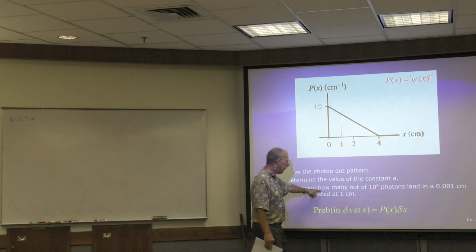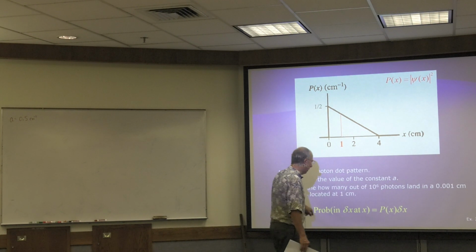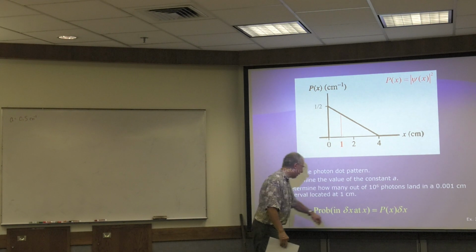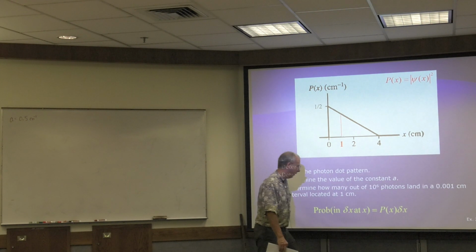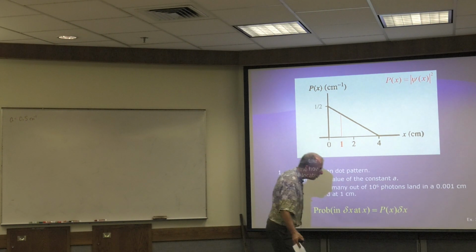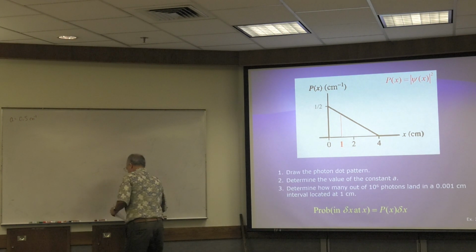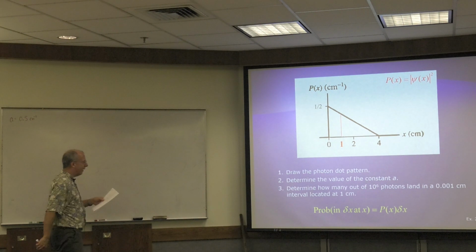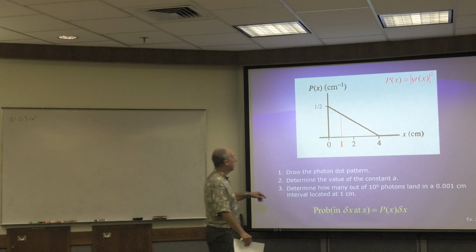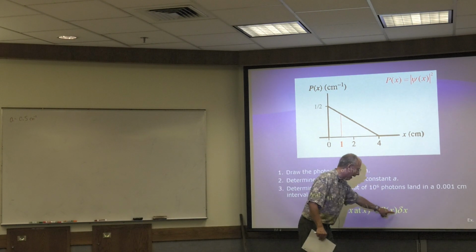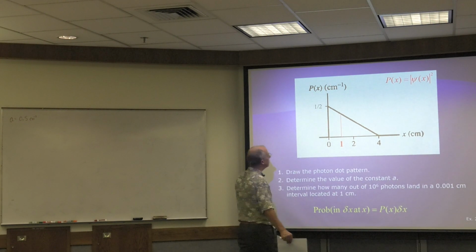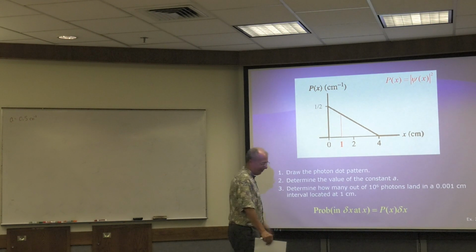Okay, so how many out of 1,000,000 photons land in a tiny region, delta x, located at 1 centimeter? Okay, so that's this. That's all it is, right? Not a big deal. Okay, so you'll see, I'm not lying. Okay, so, all right, so it's the probability density times the width. Piece of cake! Not really.